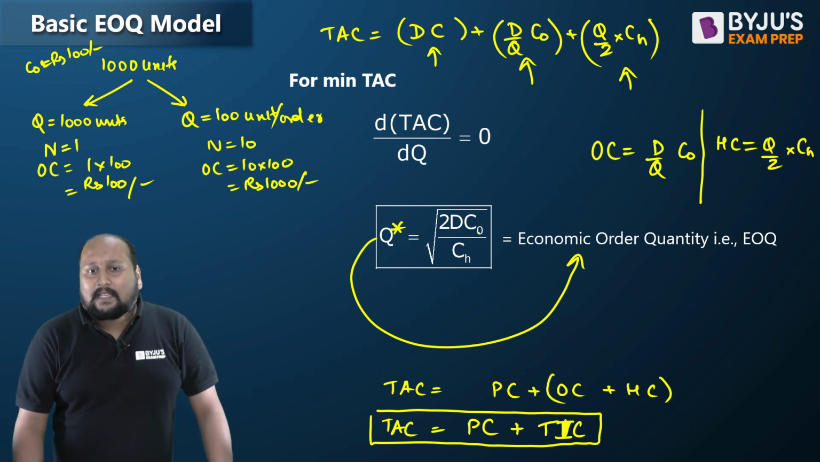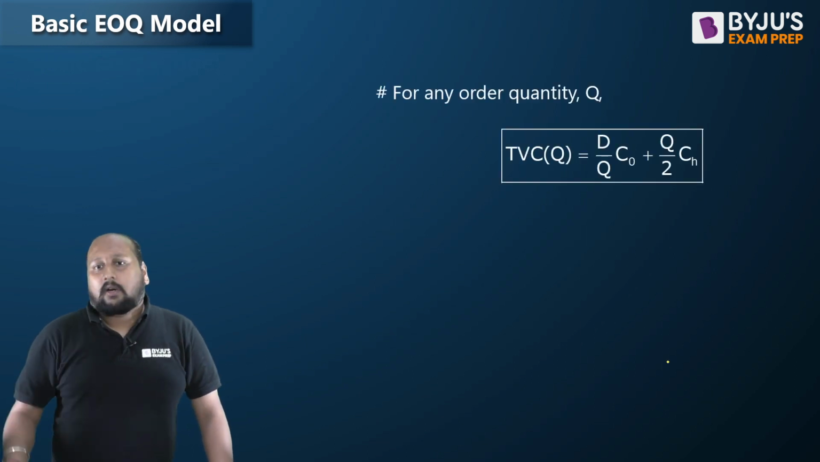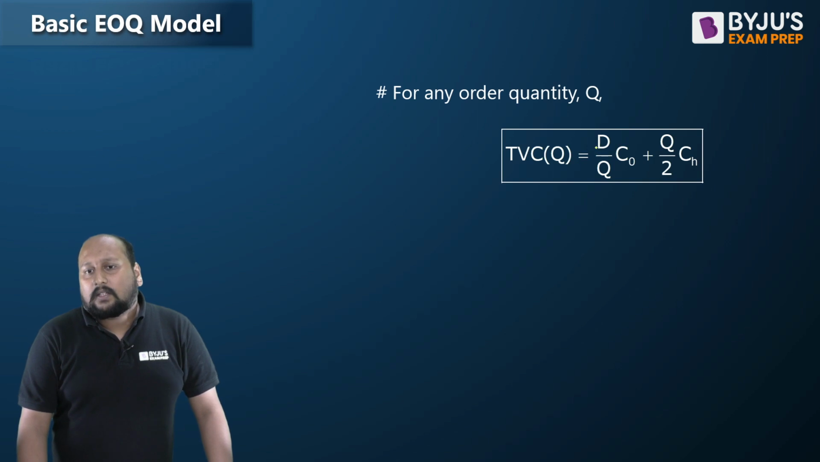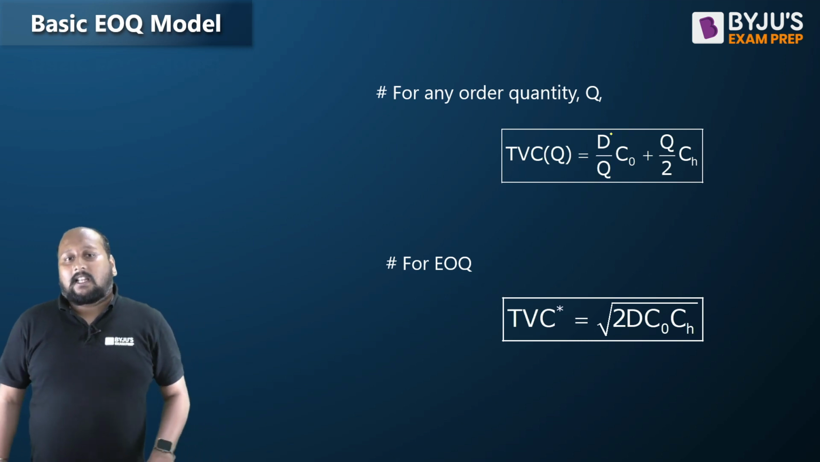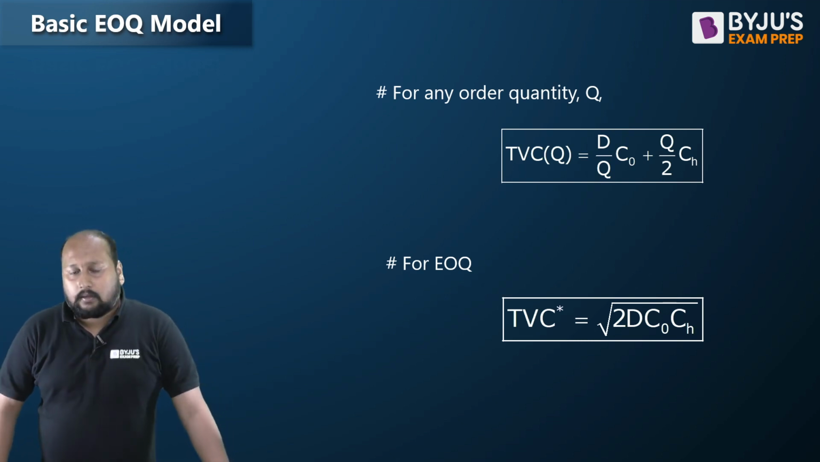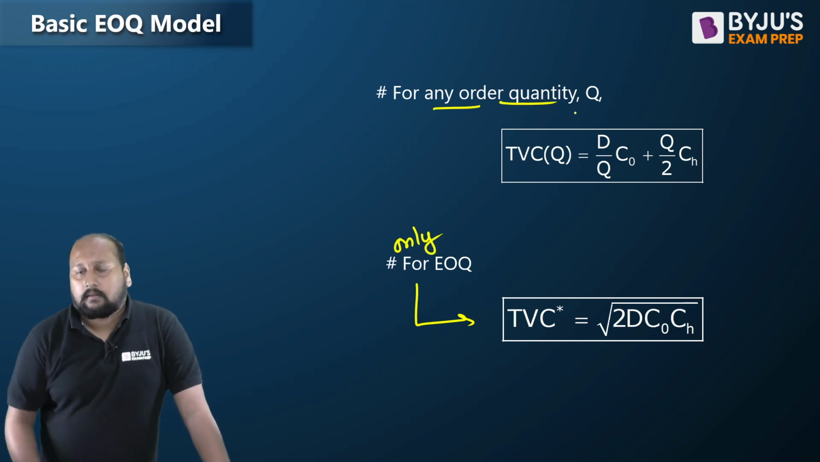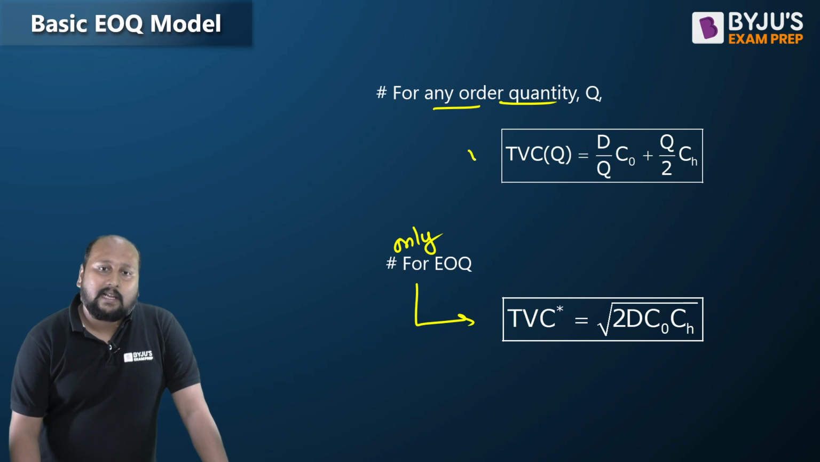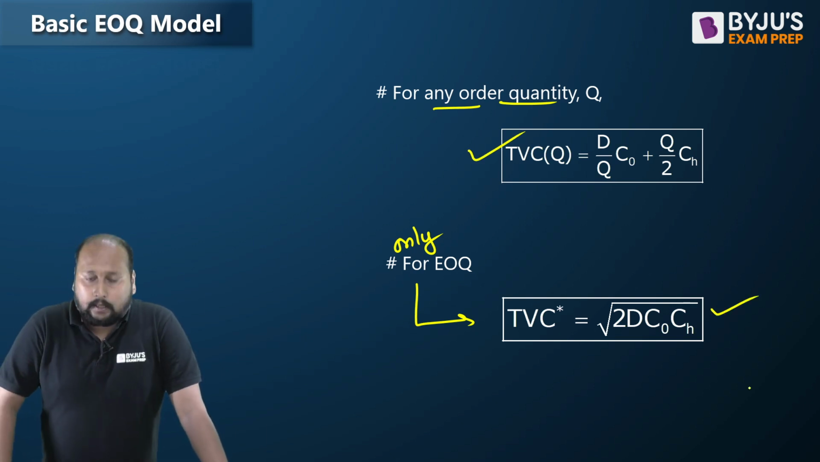So if you place this Q star in this equation, then for any order quantity, we can say total variable cost is D by Q into CO plus Q by 2 CH. But for economic order quantity, it is nothing but root of 2 D CO into CH, right? Okay, this is only for EOQ, only for economic order quantity. This is for any order size. You can apply this formulation anytime. You can only apply this formulation at economic order quantity.